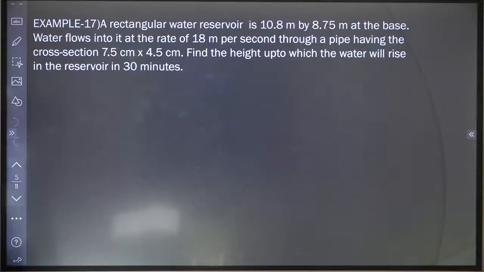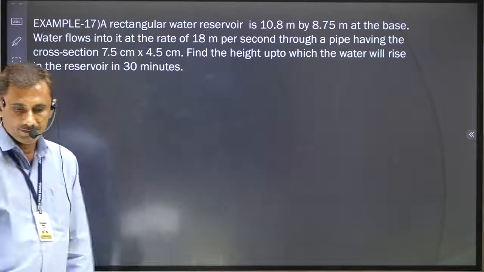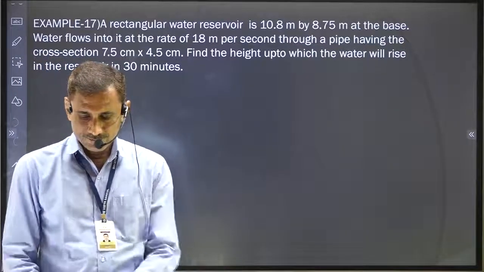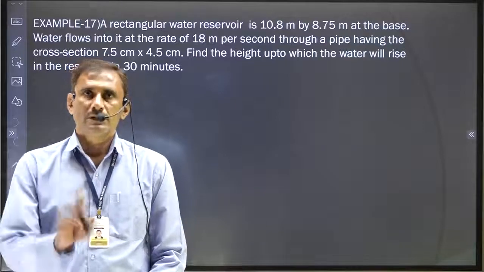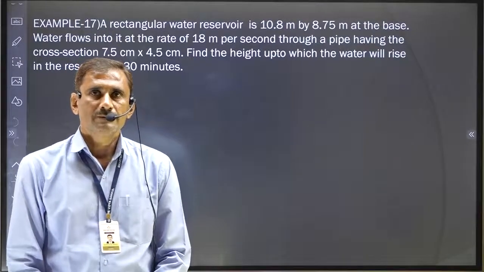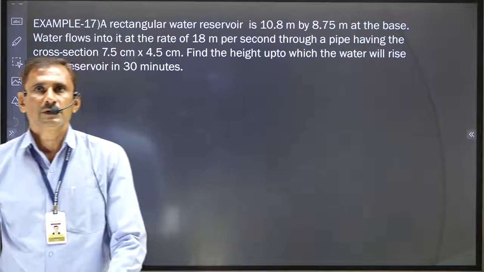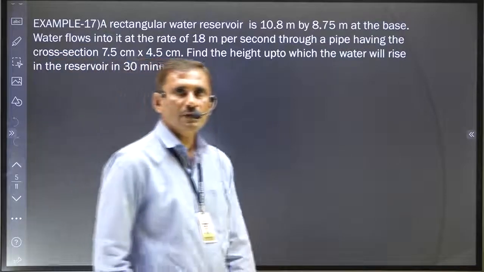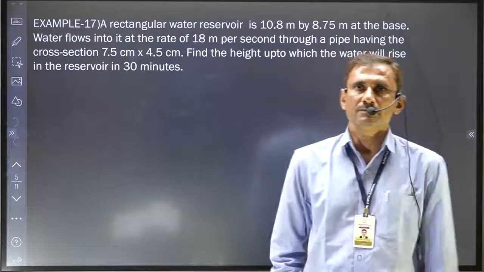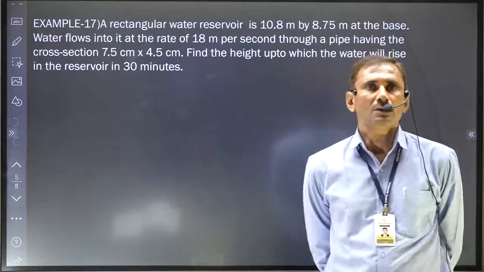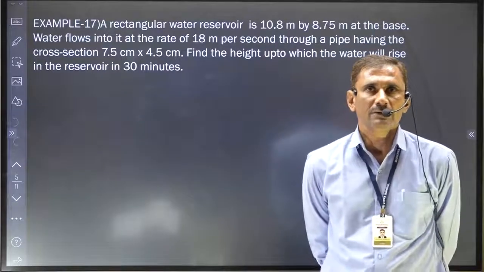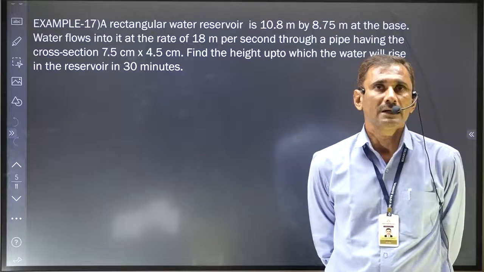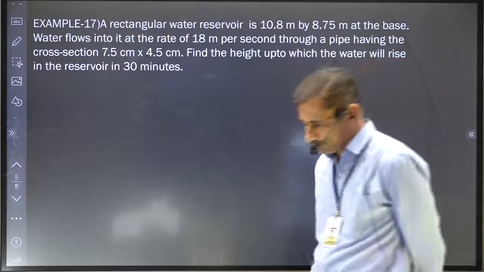Okay, now look at the next. It is number 17. Okay, so parallel, open your book also there. 17. A rectangular water reservoir is 10.8 meter by 8.75 meter at the base. Water flows into it at the rate of 18 meter per second through a pipe having the cross section 7.5 into 4.5 cm. Find the height up to which the water will rise in the reservoir in 30 minutes.